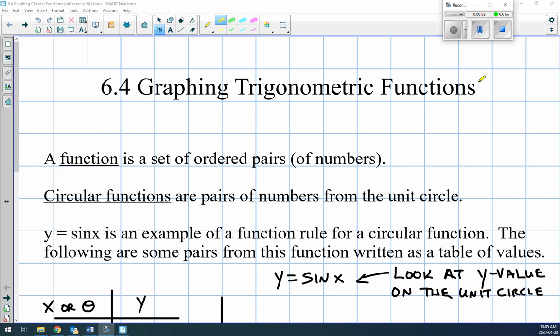Grade 12 Pre-Cal, Lesson 6.4, Graphing Trigonometric Functions. So what we're going to do in this one is graph the three functions: sine, cosine, and tangent. The most common ones are sine and cosine, but we'll talk about tangent at the end.